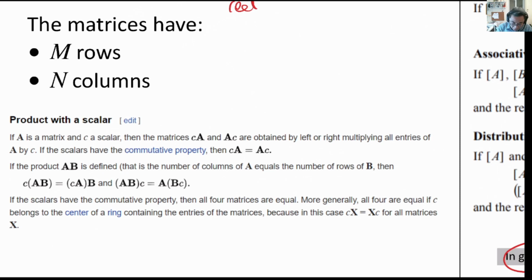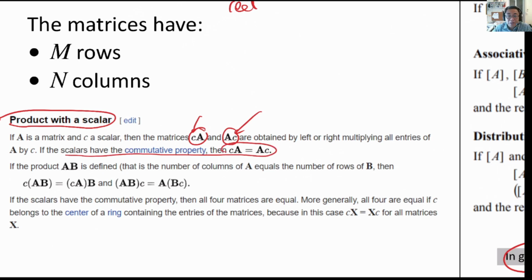Some more binary operations. Here we are going to talk about scalar multiplication, the product with a scalar. The scalar is C, and we can left multiply C times A or A times C, it doesn't matter. Basically, all the elements of A are multiplied by C. So scalar multiplication is commutative. That is, C times A is equal to A times C.